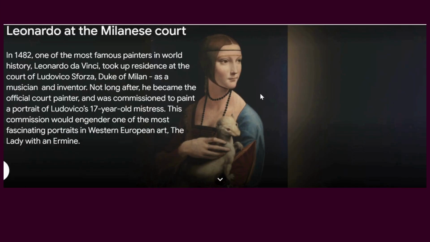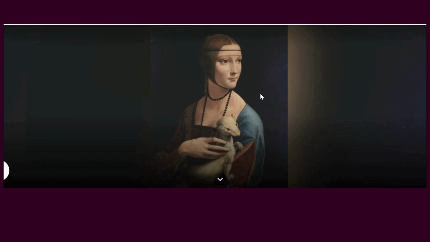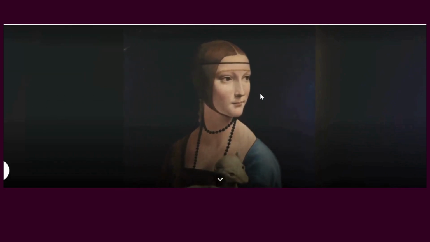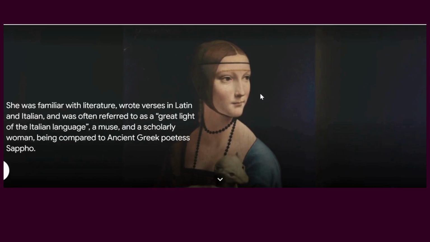Leonardo at the Milanese court. In 1482, one of the most famous painters in world history, Leonardo da Vinci, took up residence at the court of Lodovico Sforza, Duke of Milan, as a musician and inventor. Not long after, he became the official court painter, and was commissioned to paint a portrait of Lodovico's 17-year-old mistress. This commission would engender one of the most fascinating portraits in Western European art, the Lady with an Ermine.